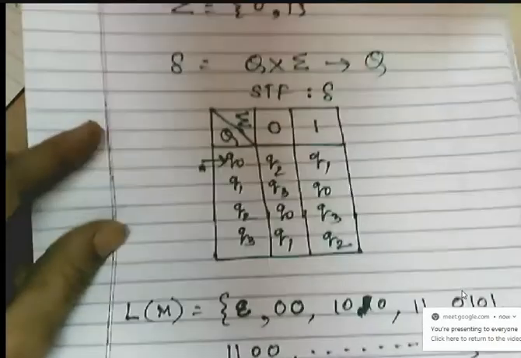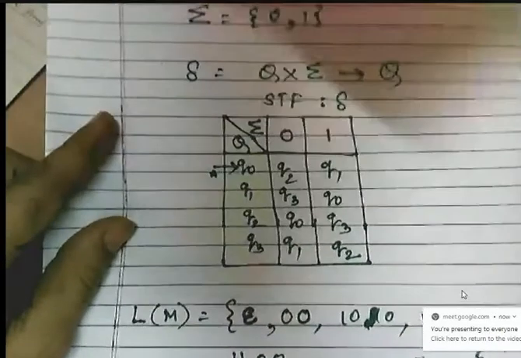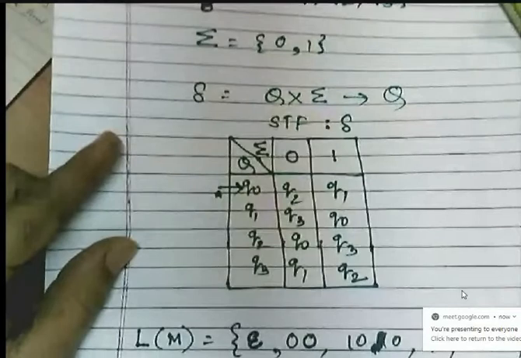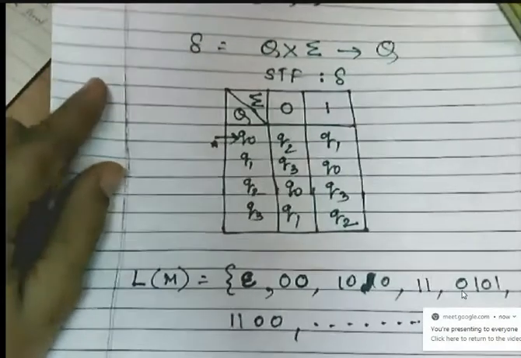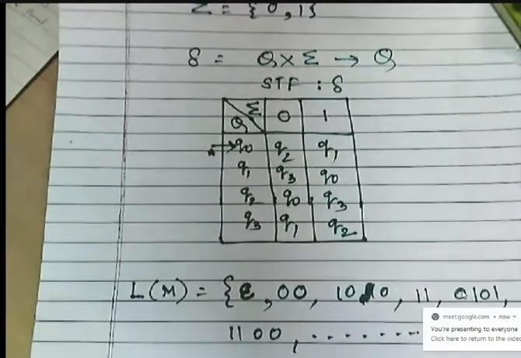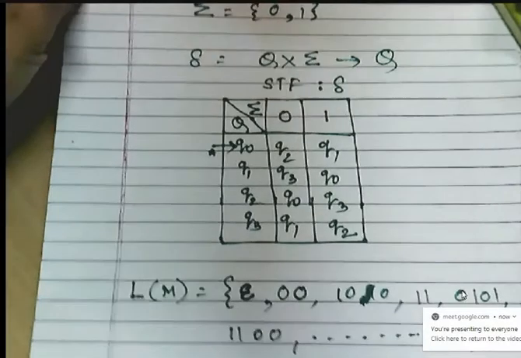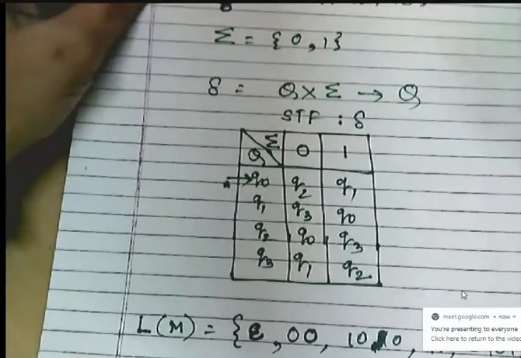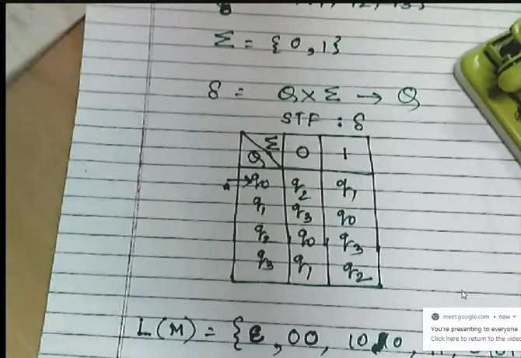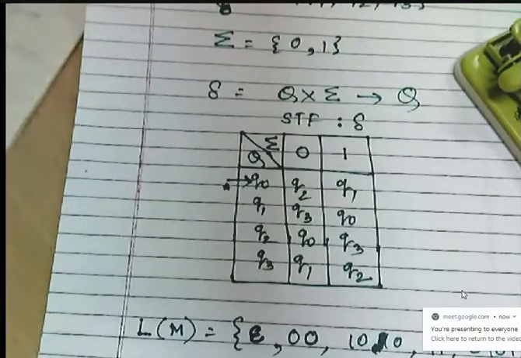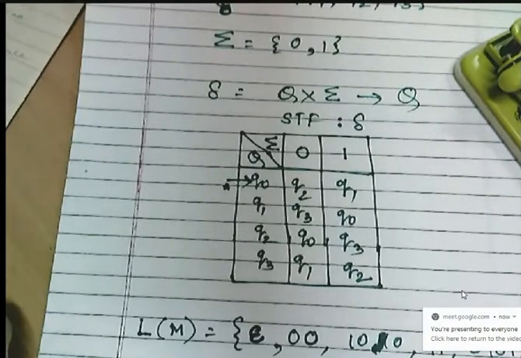So finally, we have concluded that it is designed for accepting the language which is having even number of zeros and even number of ones. Okay. So now this is just the simulation. If I want to simulate this particular finite automata, how will I simulate?